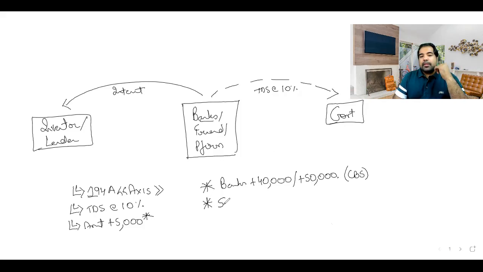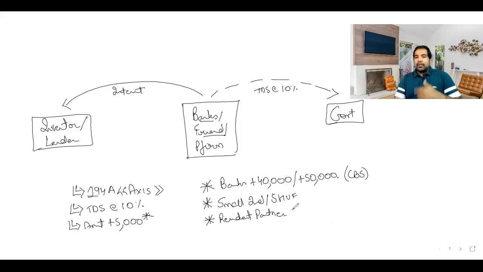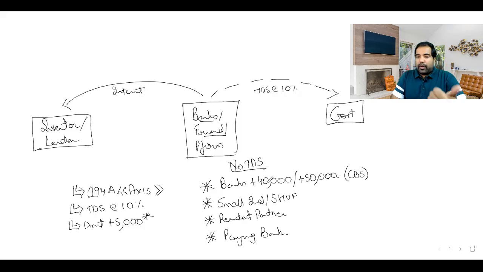Second exception, this does not apply to small individuals and small HUFs. That means if a small individual, small HUF, like a friend is paying me, then in that case there will be no TDS. Also, it does not apply if you're paying to a resident partner. In case of a partnership firm, if you're paying to a resident partner, then there is no TDS. These are exceptions. And one more exception is if you are paying to a bank, not the bank paying to you. If you are paying interest to the bank, then there is no TDS. So in these four cases, there will be no TDS: up to 40,000 or 50,000, small individual or small HUF, resident partners, and paying to a bank.